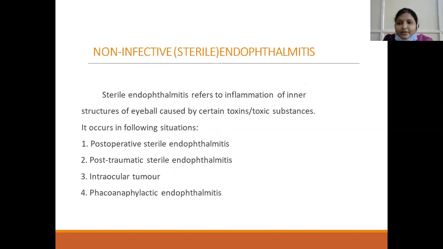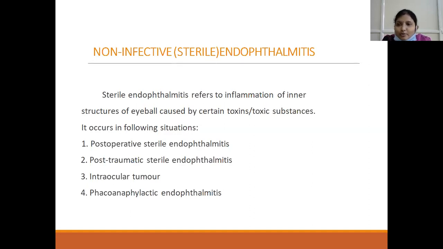What is non-infective endophthalmitis? It is sterile endophthalmitis. Sterile endophthalmitis refers to inflammation of the inner structures of the eyeball caused by certain toxins or toxic substances. There are 4 types of sterile endophthalmitis: postoperative sterile endophthalmitis, post-traumatic sterile endophthalmitis, phacoanaphylactic endophthalmitis, and the fourth one, caused due to intraocular tumors.